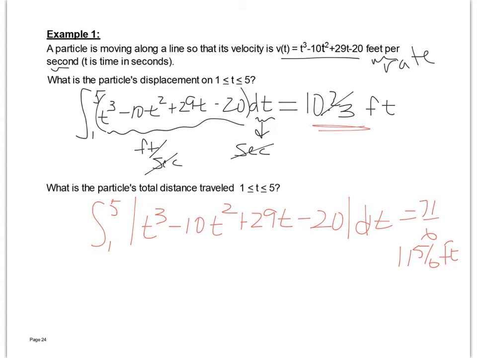So just because you ended up 10 2/3 feet from where you started at the end of second one doesn't mean that's all the distance you traveled. This particle went backwards and forwards a little bit and actually traveled a total 11 5/6 feet in total.